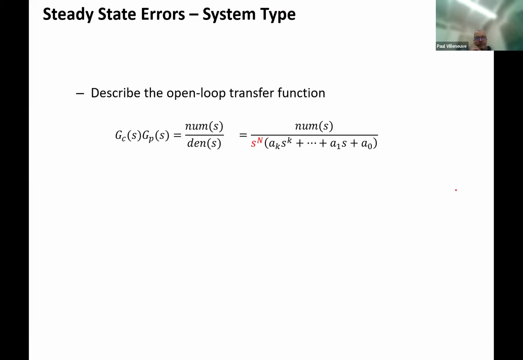Okay. So here's my open loop transfer function. And if I factor out my open loop transfer function, you will note I have an S to the N over here. S to the N is really important to us. What does an S in front of my entire denominator equate to? A what? An integrator? What else does it integrate to?